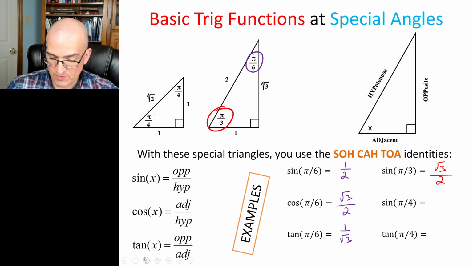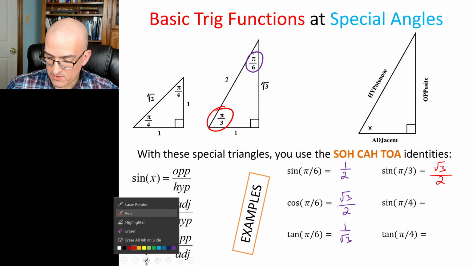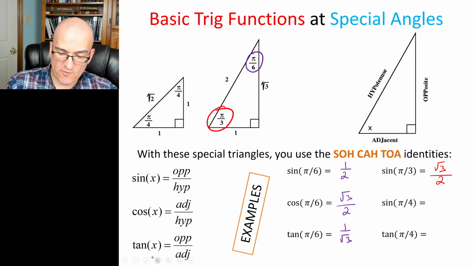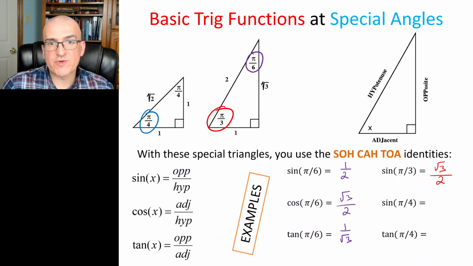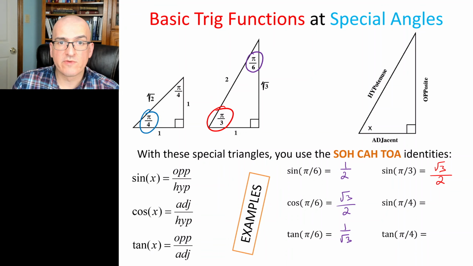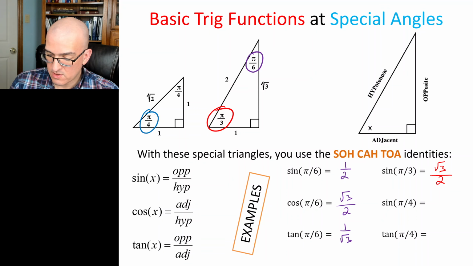Now for the other two questions that are here on this slide, we have the pi over 4 triangle. So we got to move over here. And for this one, it doesn't matter which angle we use as a reference angle. They're both equivalent since they're the same. Sine of pi over 4 is opposite over hypotenuse, so 1 over root 2. And tan is opposite over adjacent, 1 over 1, which is 1.